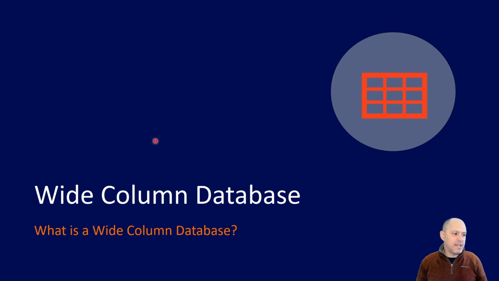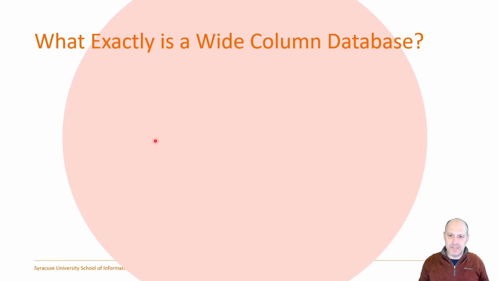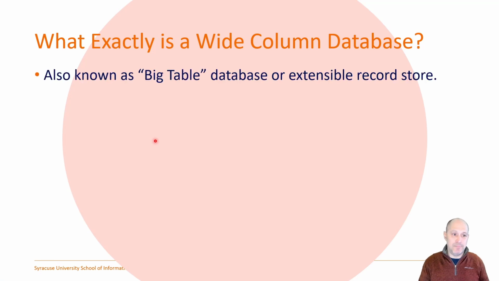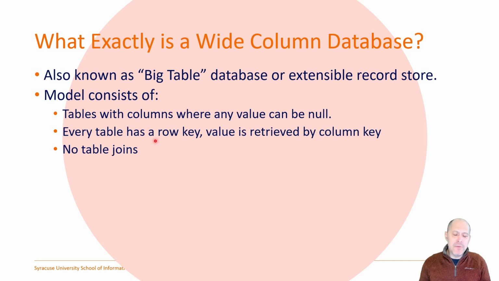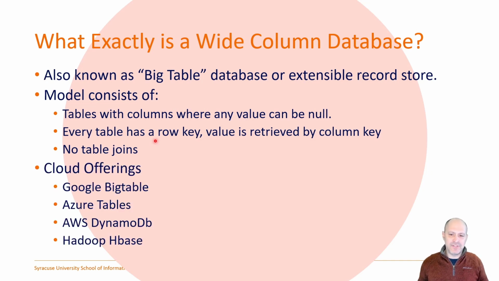All right, let's start by talking about wide column databases. So what exactly is a wide column database? Wide column databases are also known as big table databases or extensible record stores. Generally, the idea here is there's just one large table with many columns in the table. And the model consists of multiple columns, and any column except the key column, of course, can have a value of null. And the idea here is you're going to be storing a lot of values across a column, and there's no table joins available to us.